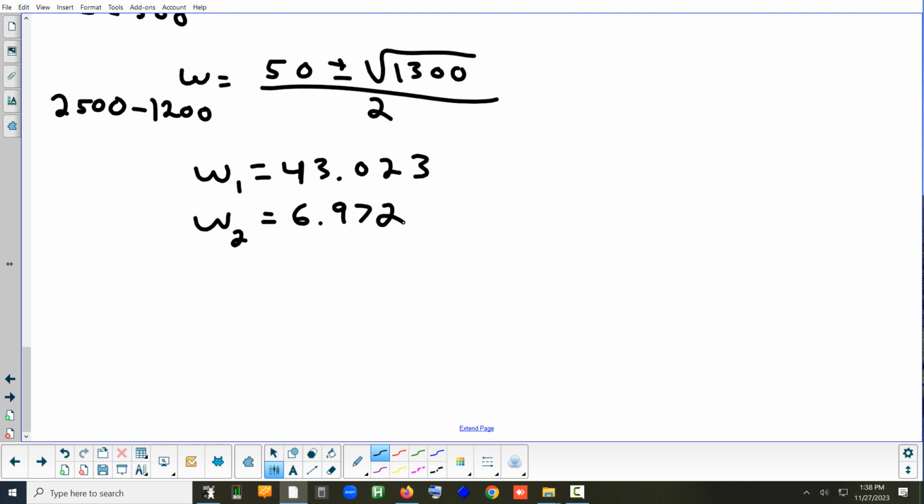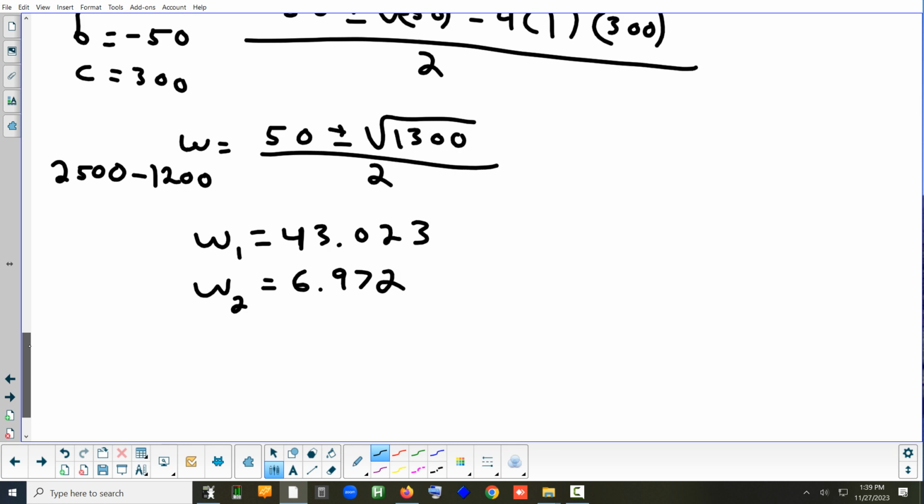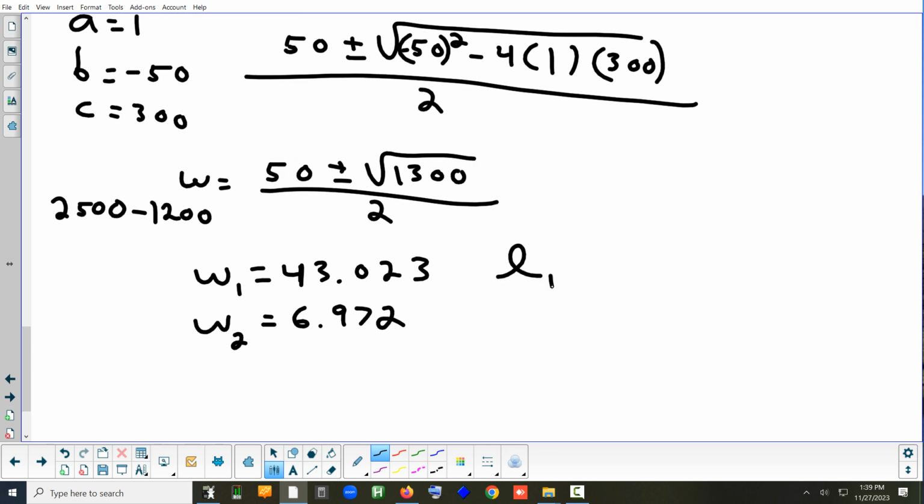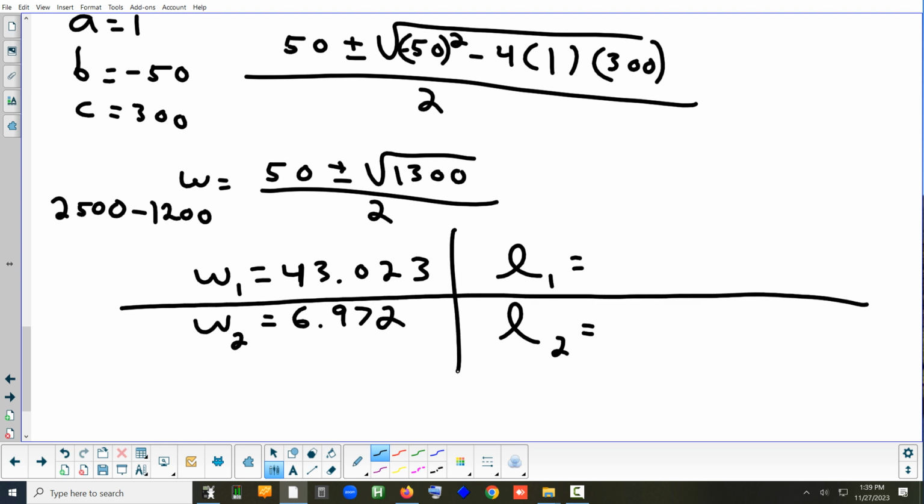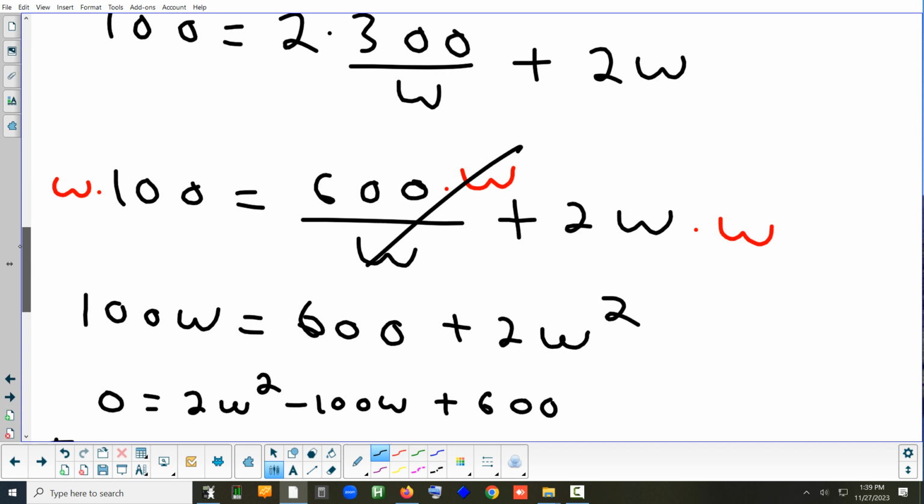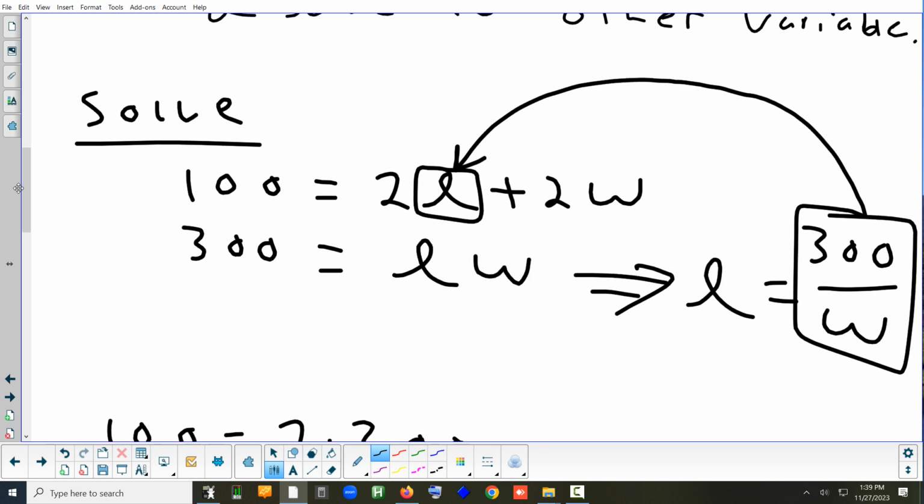Great. Is there anything else we need to find? Yeah, we need to find the length. We only found the width. So we're going to have an L1 and an L2. Well, let's find it. For L1, take your width and plug it back in. If you use this, that will tell you how to find the length. It's just 300 divided by the width.